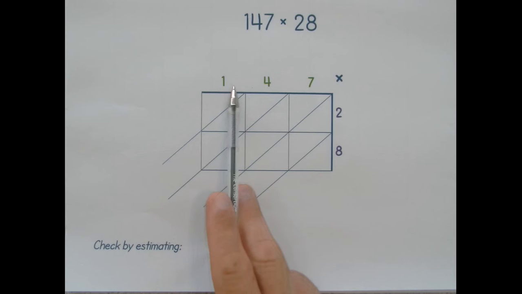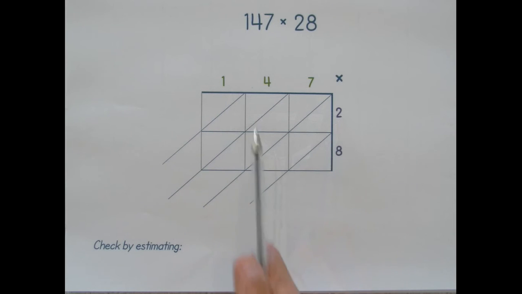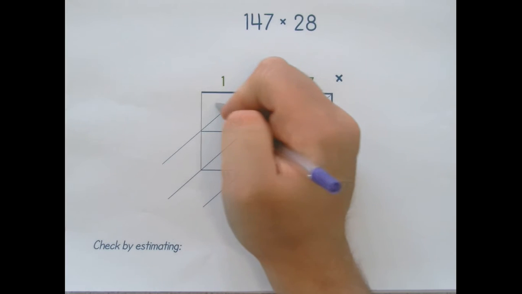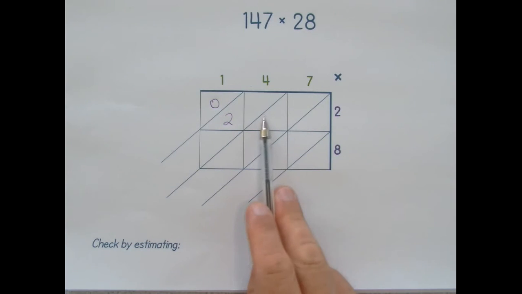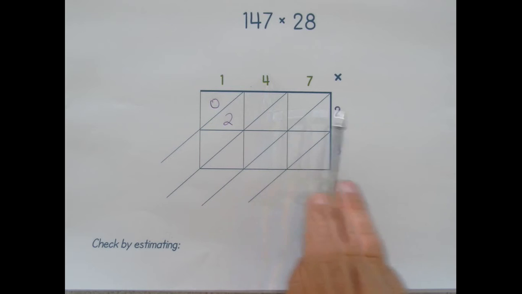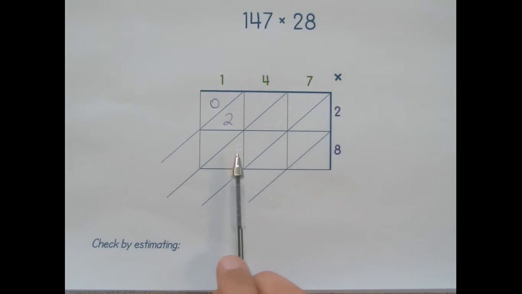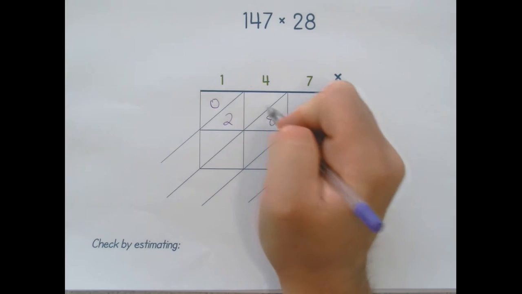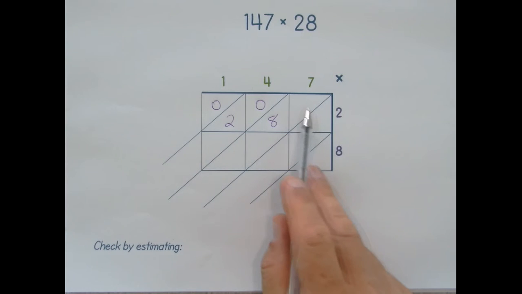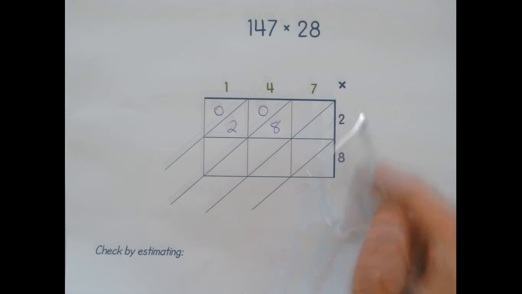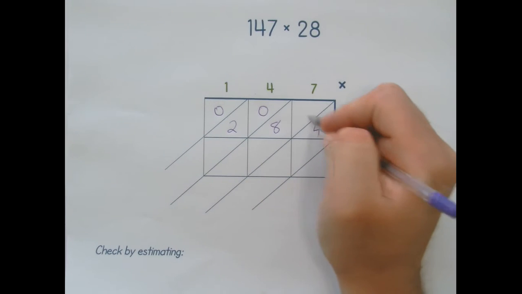So we've got 1 above, we've got 2 to the right. So 1 times 2 is just 2, so 2 units, 0 tens. This box then, 4 above, 2 to the right, so 4 times 2 is 8. So 8 units, 0 tens. This box here then, I've got 2 to the right, 7 above. 7 times 2 is 14. So 4 units, 1 ten.